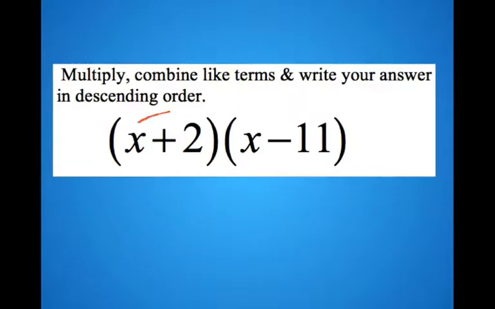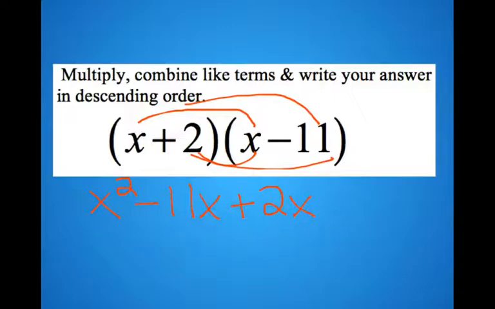So we call it FOIL sometimes just to remember which order we do things in. So x squared, that's first, and then outer, that would be minus 11x. Then the inner terms, that's plus 2x, and then the last would be minus 22, and we can combine those two middle terms, so x squared minus 9x minus 22.